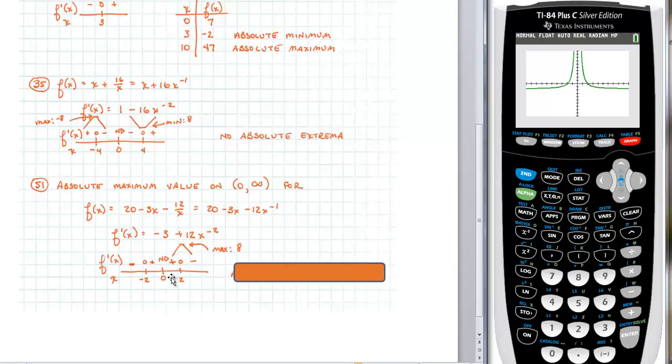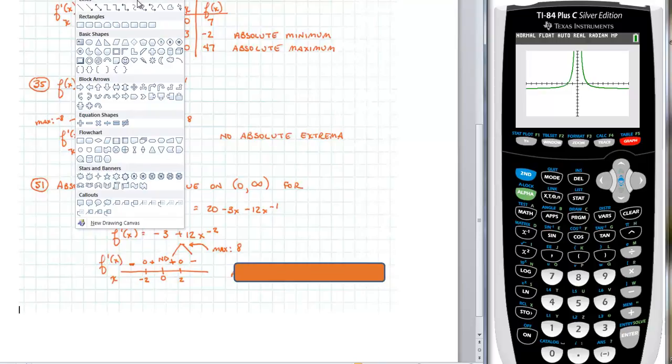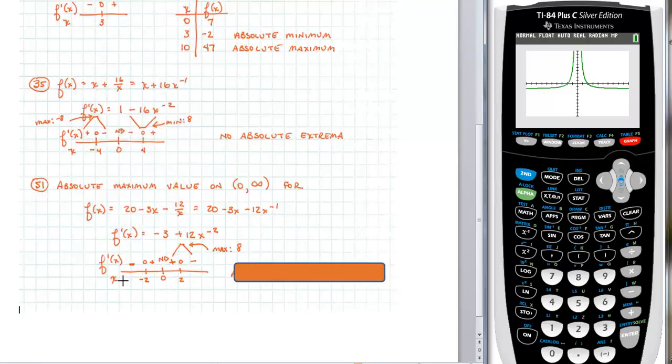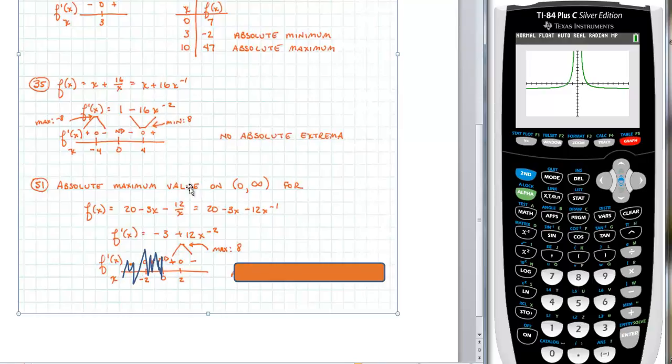So I've got this. But now this is where this interval comes in. You do not look at this section, because I'm only supposed to go from 0 to infinity. So I'm stopping here. So I don't look here. So if that's the case, and I only can look at this part, then I do have a maximum. And it looks like it's an absolute max.